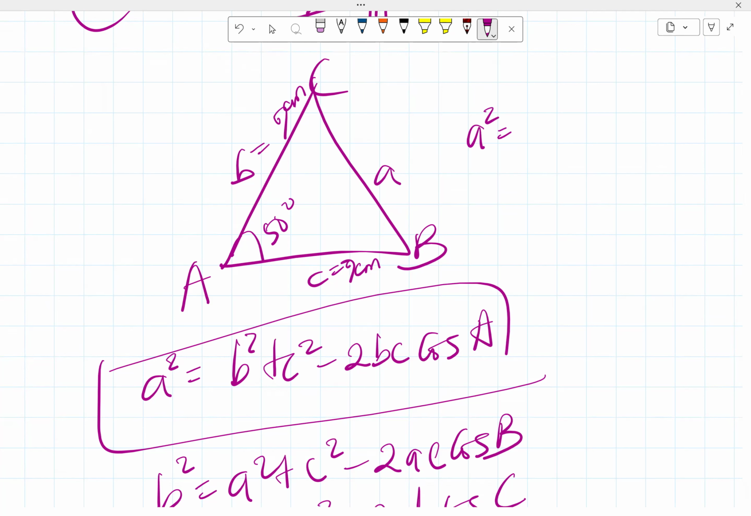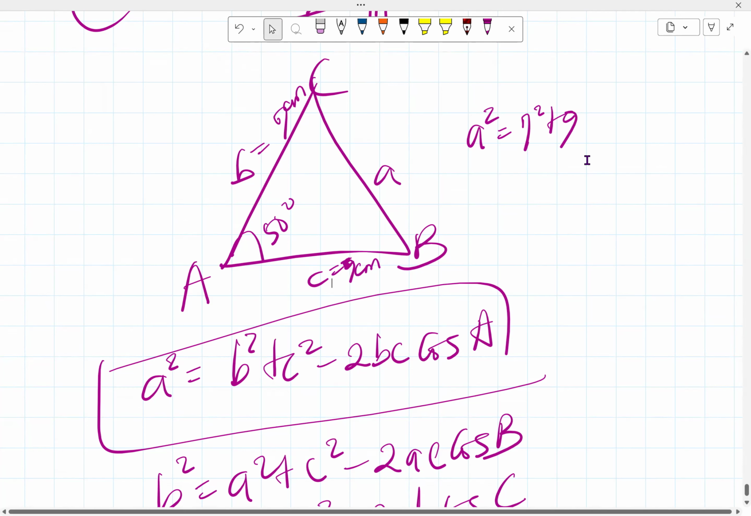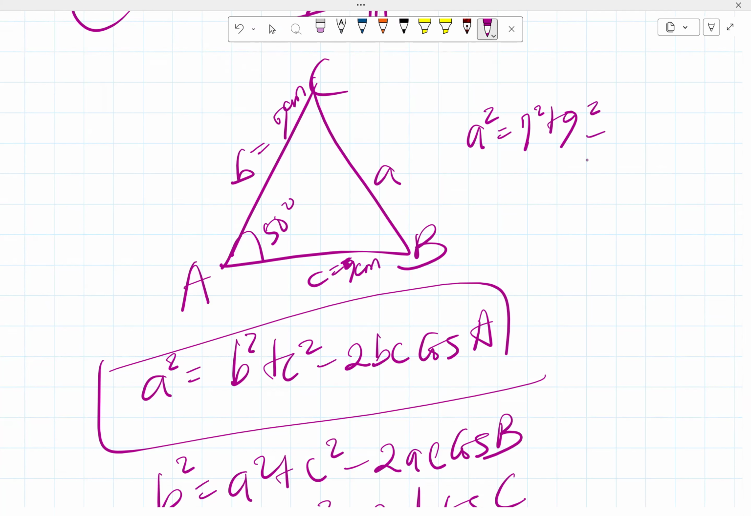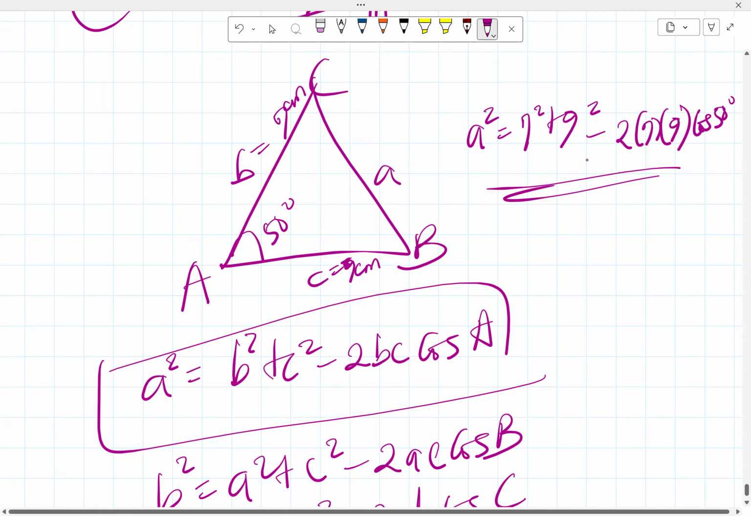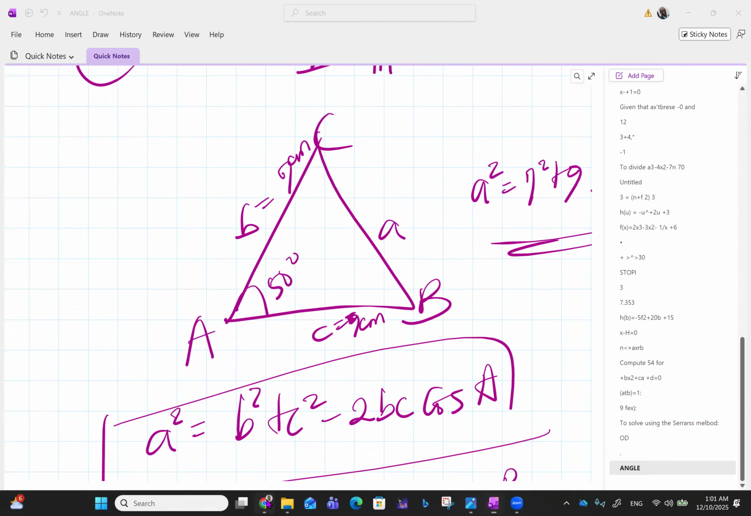You can get a from here by saying a squared is equal to b squared, that's 7 squared, plus 9 squared, minus 2bc, that's 2 times 7 times 9, cos A, that's cos 50 degrees, and then you can solve this and get your result out of that. Okay, so those are two conditions right there.